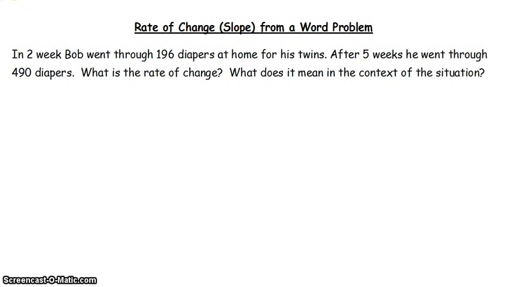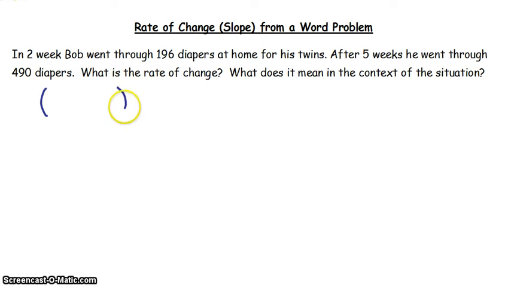The last problem for today, rate of change or slope from a word problem. You will be asked at times to come up with a rate of change given a word problem. Oftentimes in the directions it'll tell you to write 2 ordered pairs. In this case, we can come up with 2 ordered pairs from this word problem. It says that in 2 weeks, Bob went through 196 diapers at home for his twins. After 5 weeks, he went through 490 diapers. What is the rate of change, and what does it mean in the context of this situation?